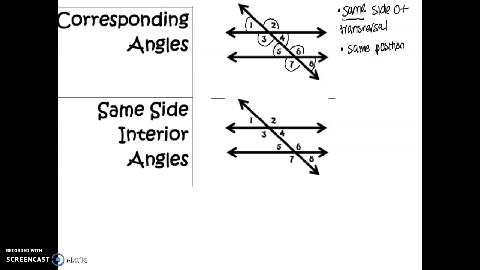But where was I? So yeah, same side of the transversal. So we're only looking at the ones on the same side of the transversal, but in the same position.